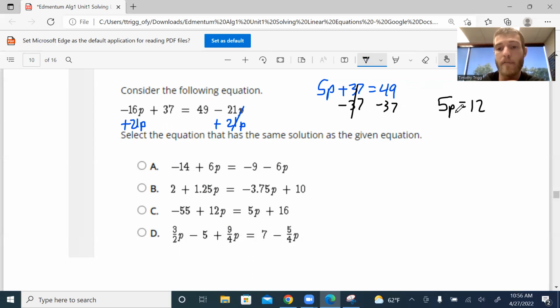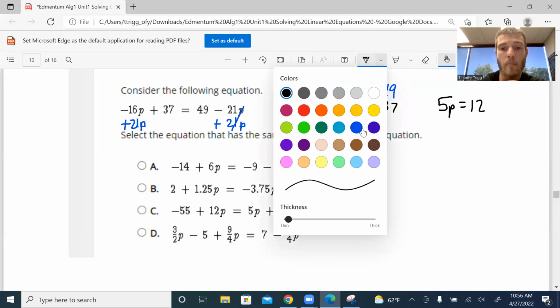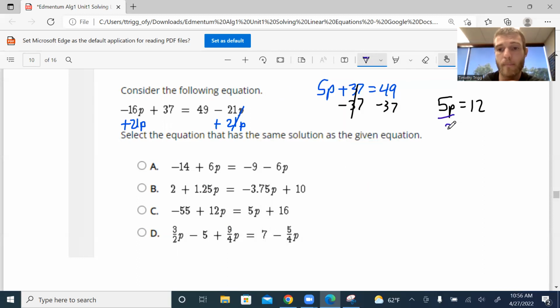Go ahead and divide by 5 on both sides of the equation to help us finish solving for p. So we're going to divide by 5. Divide by 5 gives us that p equals, and if you want it as a fraction, you could leave it as 12 over 5. If you want it as a decimal, you can just divide that using a calculator, but that should give you 2.4.